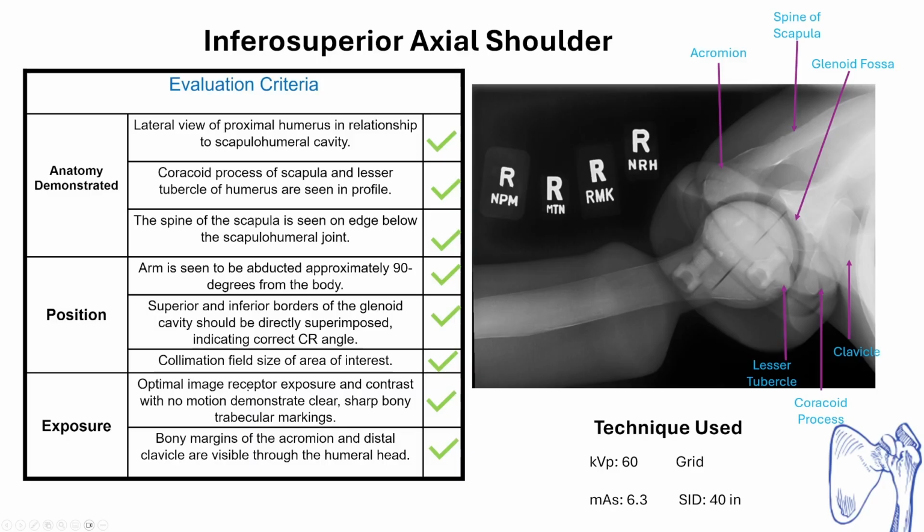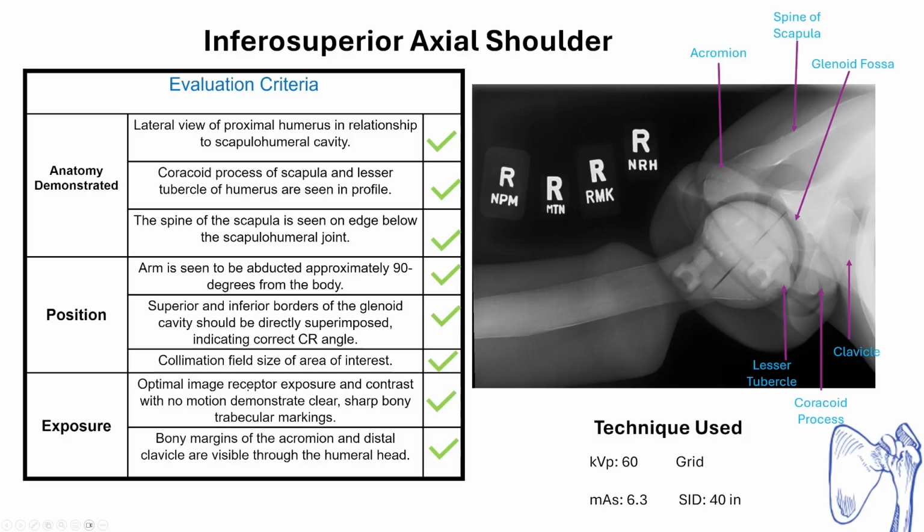Starting with the most distal piece of anatomy here, we have the acromion, which is located superior to the humeral head. More proximally and superior to that is the spine of the scapula. Just distal to the spine of the scapula, we have the glenoid fossa, which the humeral head sits in, and just below that is the lesser tubercle. More proximal to that, we have the coracoid process, and then just to the right of that is going to be the clavicle.